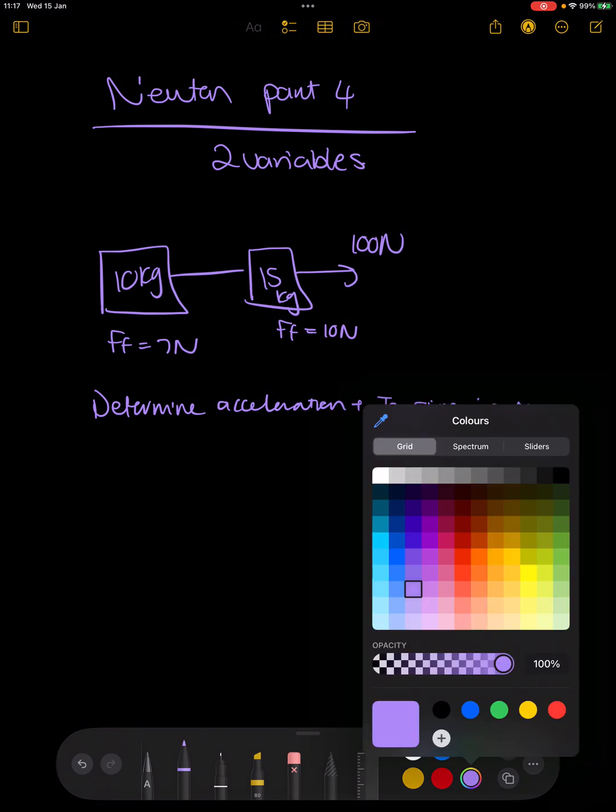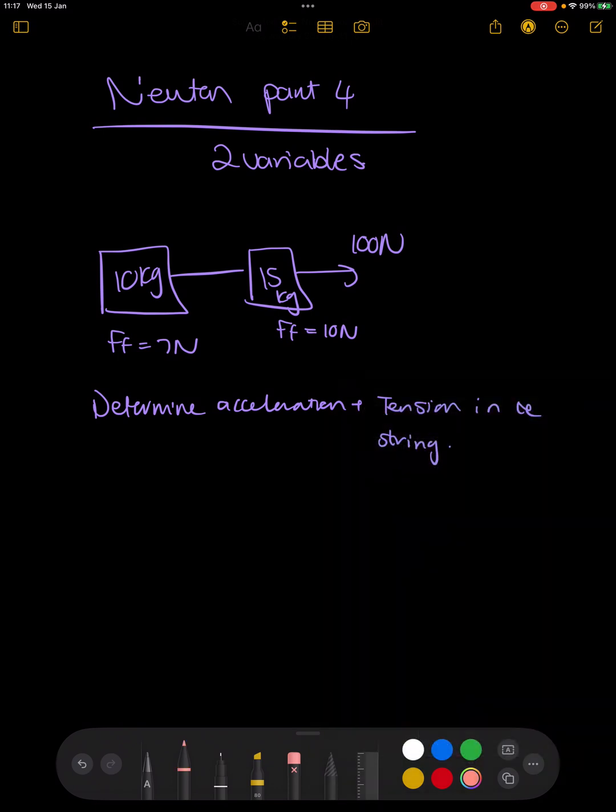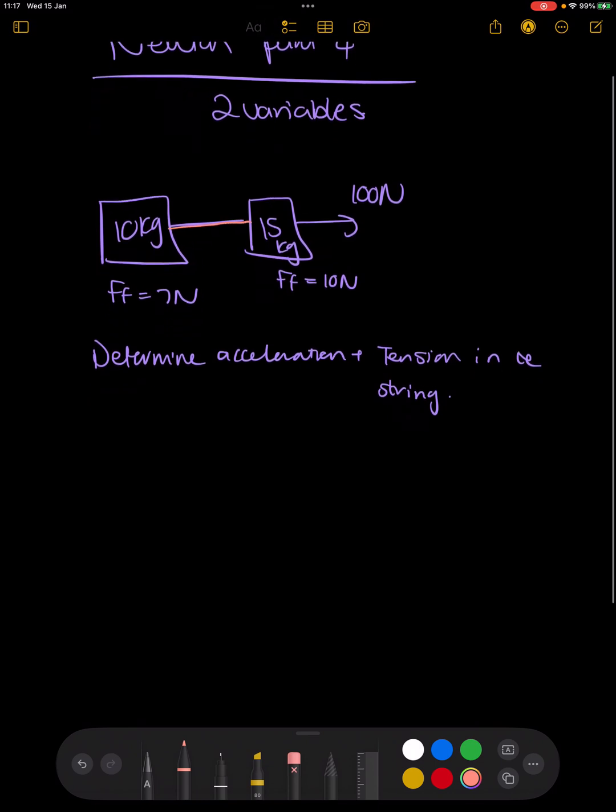But let's jump right in. Alright, so here we've got two blocks connected by a string, and they ask us to determine the acceleration and the tension in the string. So that means this F tension is a variable that we don't have, and the acceleration of the system is unknown. So remember, Newton's second law says force is equal to mass times acceleration, and we have to go break down our F net.